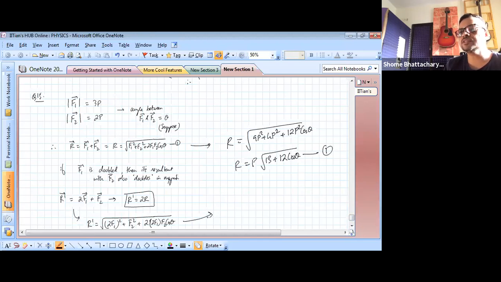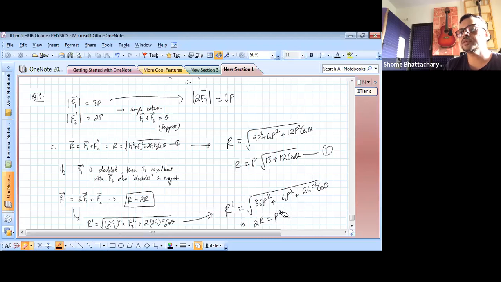And now in this statement I have to substitute the same. So R prime will become square root of, in place of 3p, what will it become? 6p, right? So 2F1 will have a magnitude of 6p. So 36p square plus 4p square plus, how much will this become? 24, because this one is double. So 24p square cos theta. And this is equal to how much? 2R. So 2R is equal to p, bring the p outside the square root.